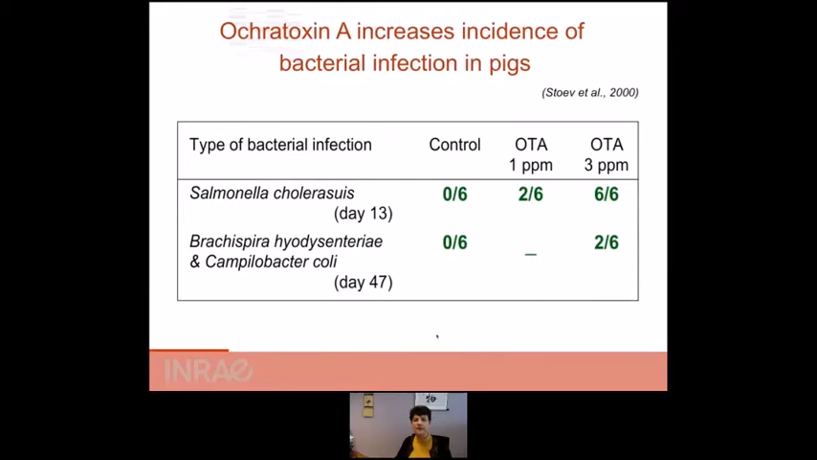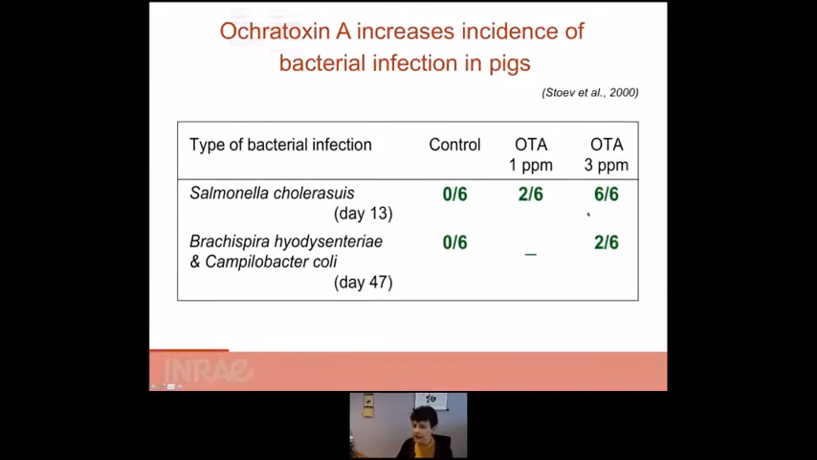This is an experiment that I like to show because here it's not an experimental infection. In this experiment, it was in a farm. They were given Ochratoxin in the feed at 1 ppm or 3 ppm. Basically, in this farm, in animals that received the low dose of Ochratoxin, 2 out of the 6 animals developed Salmonella infection. And in the group of animals that received the high dose of mycotoxin, they all developed a Salmonella infection.